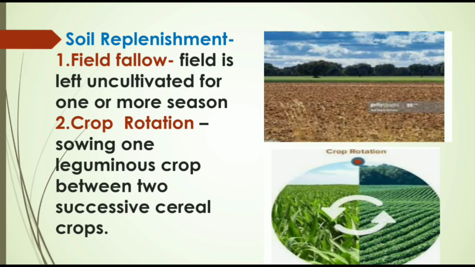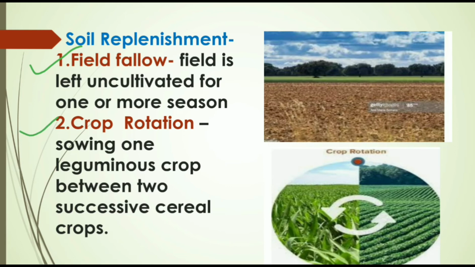The next is to provide minerals or nutrient to the plants. There are different methods which maintain the nutrient level in the soil. The very first is the field fallow. Field is left uncultivated for one or more seasons so that the dead animals and plants accumulate on land and get decomposed by microbes. In this way, the nutrients are replenished in the field.